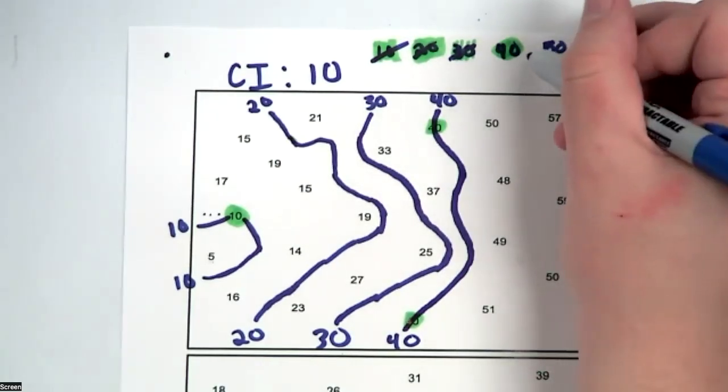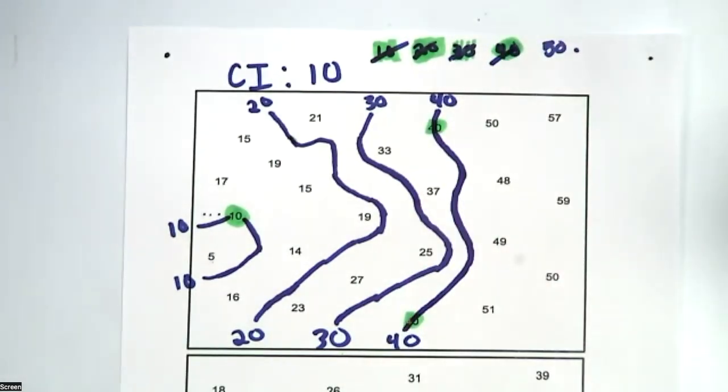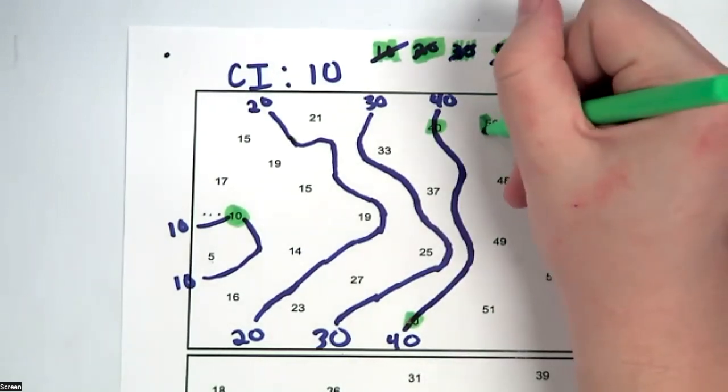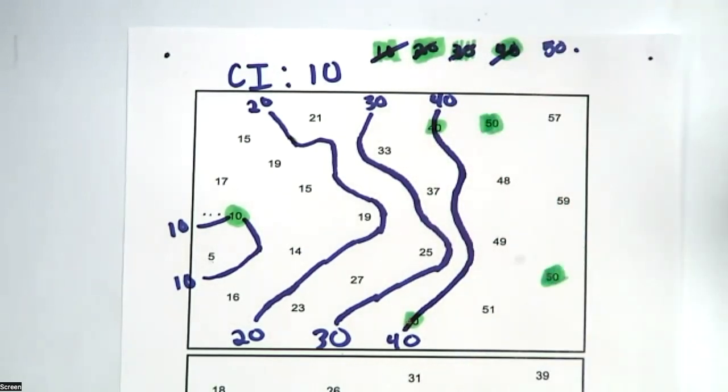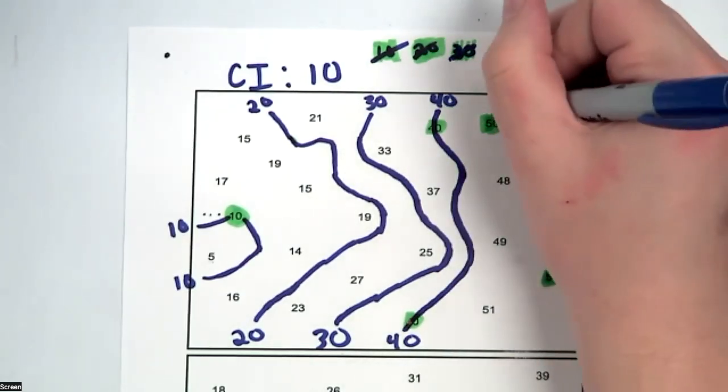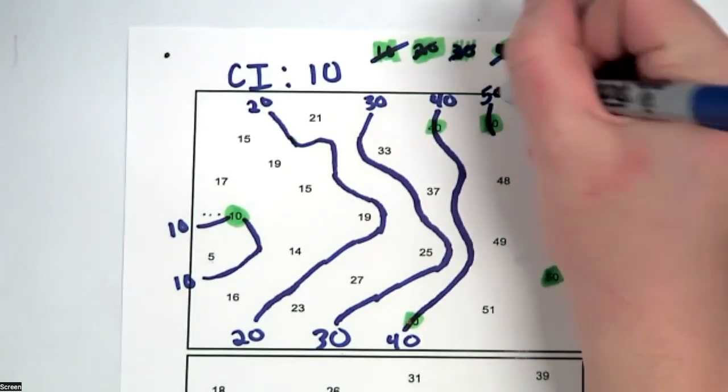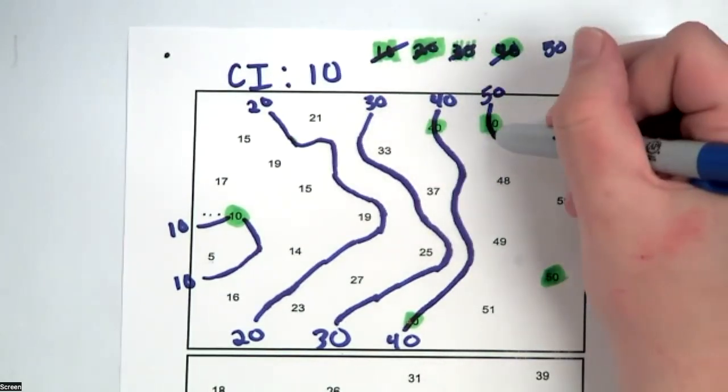That's my 40 line. Now 50, I once again have two different spots on here. I'm going to have to make sure I pass through both of those spots. I'm going to start up here at that 50. I'm going to pass on down now.